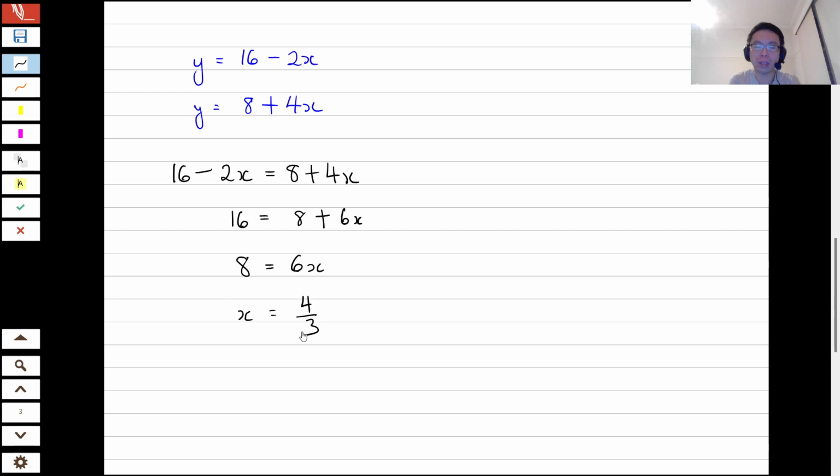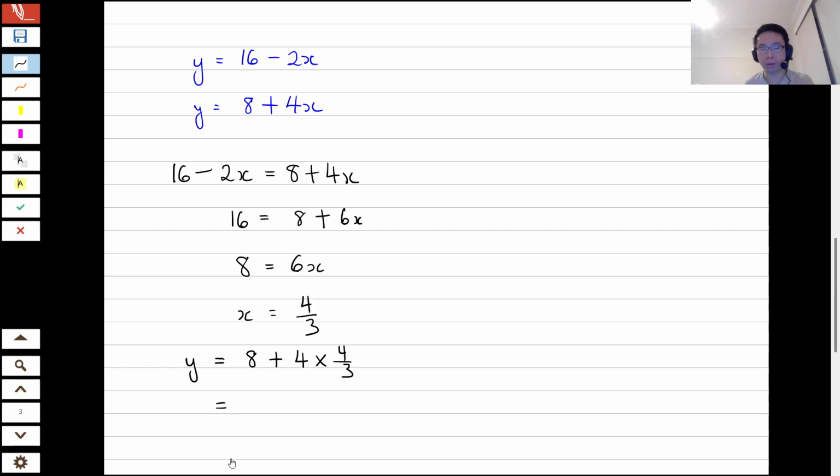Now I can choose either equation to substitute x equals 4 over 3 into. It doesn't matter which one I pick because I'll get the same answer. Just because I can, I'm going to use the second equation this time. So I'm going to say y equals 8 plus 4 times 4 over 3.